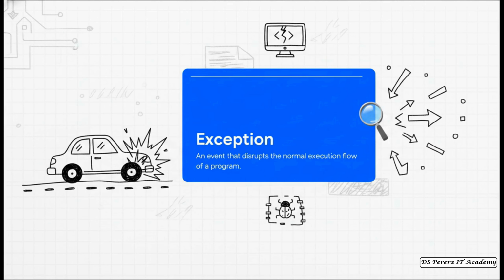Okay, so what exactly is an exception? Well, the official definition is that it's an event that disrupts the normal flow of a program. Just think about it like this. Your code is running perfectly, line by line, just like you planned. And then, bam, something unexpected happens, like a roadblock on a highway, and that normal flow just comes to a screeching halt. That's an exception.